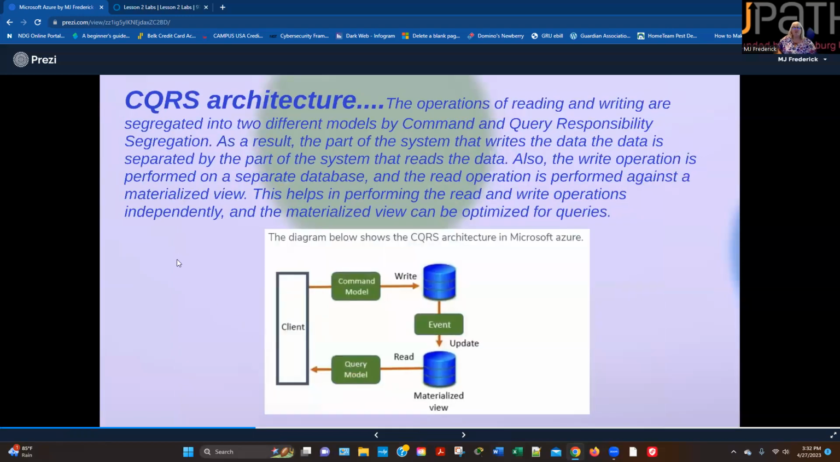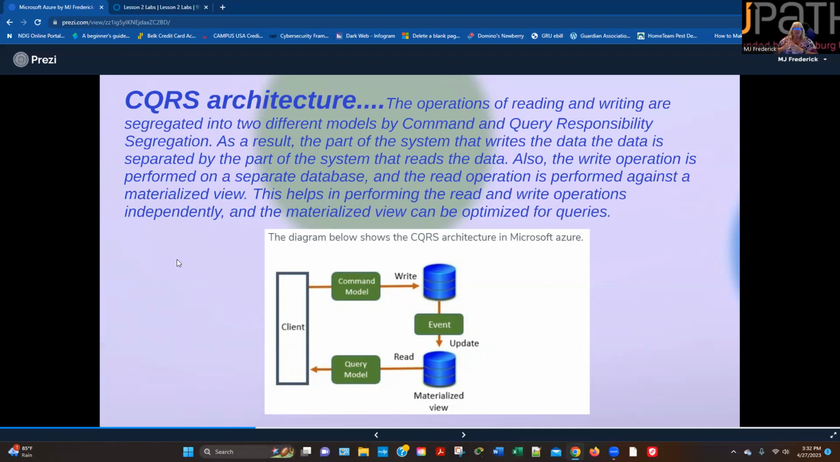Then you have what's called the command and query responsibility segregation architecture. A lot of long acronyms here. This is the reading and writing, right? So the command and then the querying. So the operations of reading and writing get put into two different types of models, right? And as a result, the part of the system that writes the data is separated from the part of the system that reads the data. So writing the data, reading the data, right?